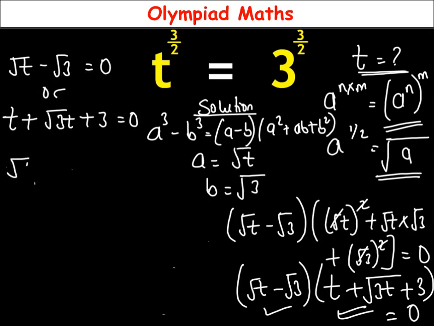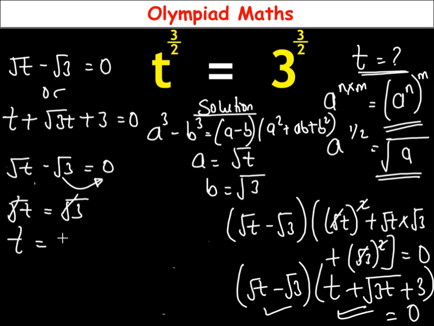Now from root t minus root 3 is equal to 0, to solve for t, move this to the other side. Then we have root t is equal to plus root 3. To then solve for t, square cancels square root, t is then equal to 3. And with this, we've gotten the real solution for t. This is the initial solution for t, so t1.